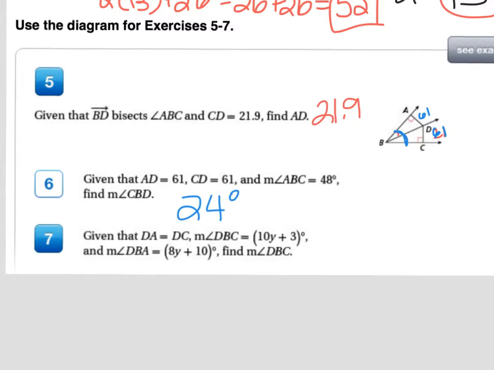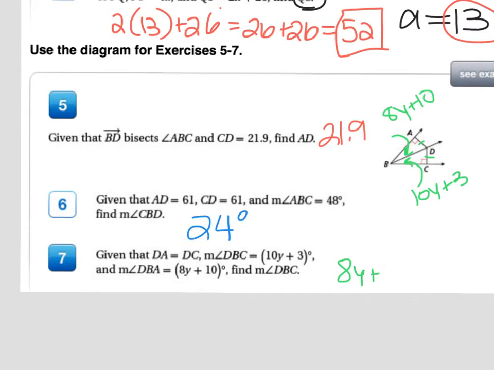And then the last one here says that given that DA is congruent to DC, again, now it's telling you that that's the angle bisector. If DBC is 10y plus 3 and DBA is 8y plus 10, how would I find DBC? Good. Set them equal to each other.